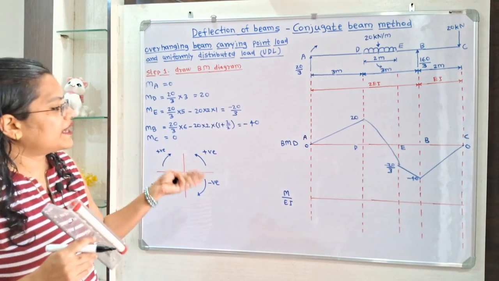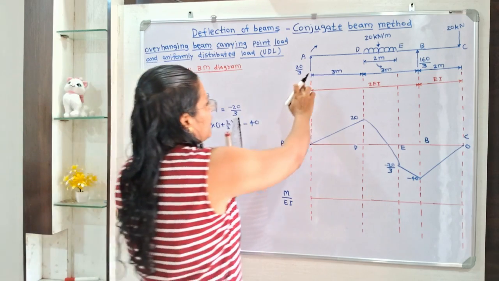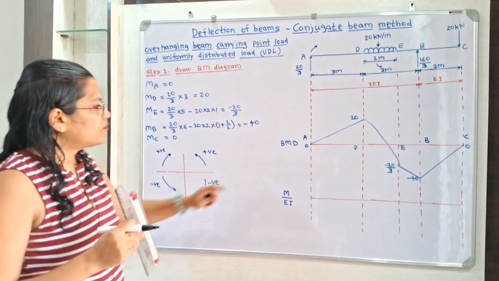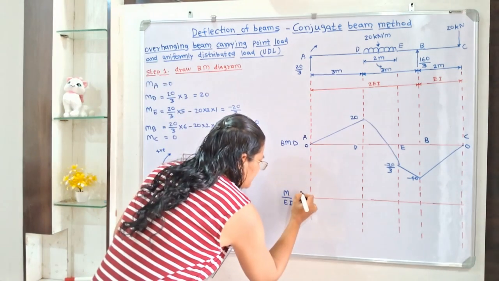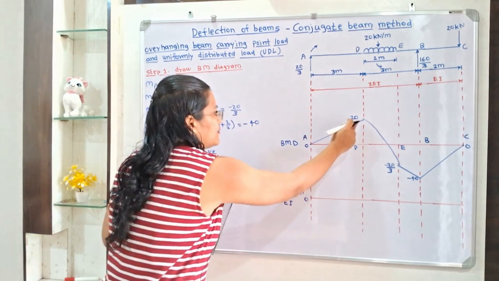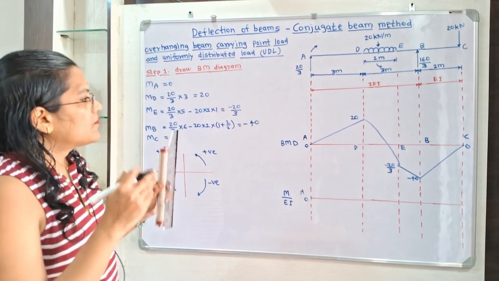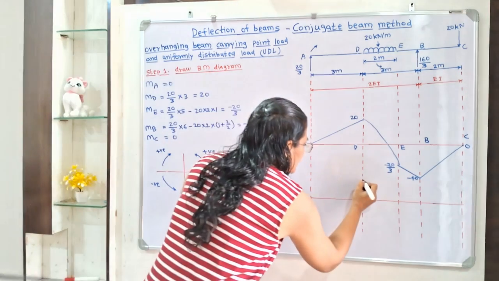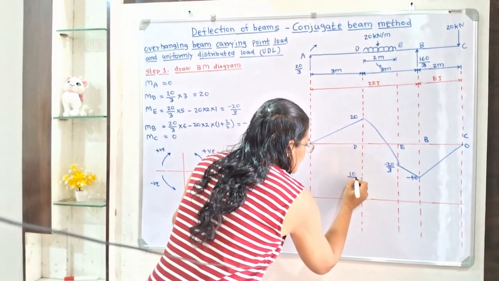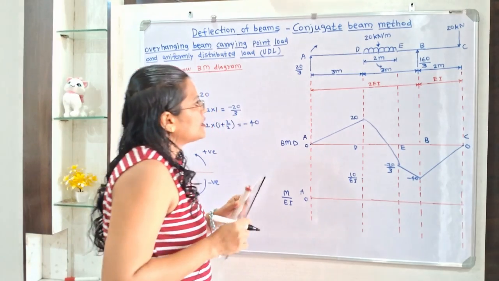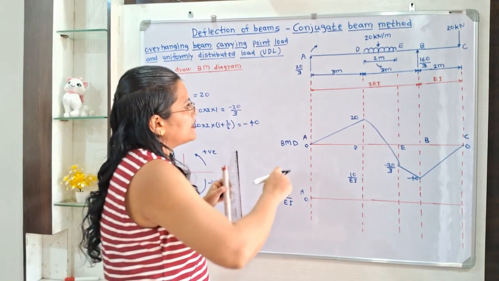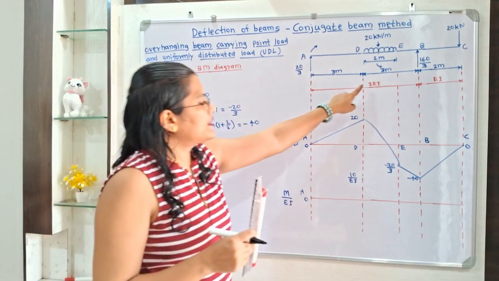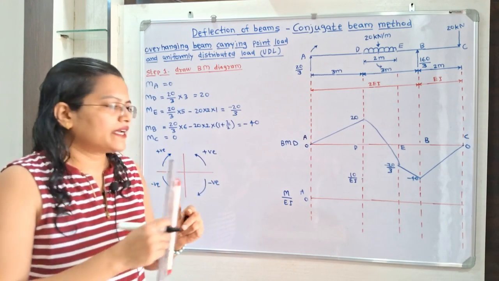Now how to calculate M by EI? The value over the span AB is 2 EI, so I have to divide by 2. Now at point A it will remain 0. At point D it is 20 divided by 2 EI, so 20 divided by 2 EI is equal to 10 divided by EI. Then at point E it is minus 20 by 3, but minus 20 by 3 divided by 2 EI is minus 10 by 3.